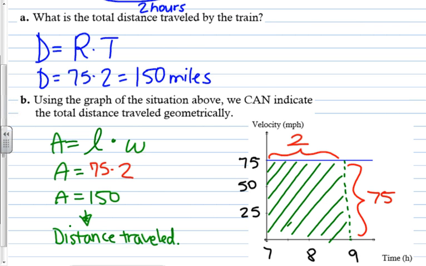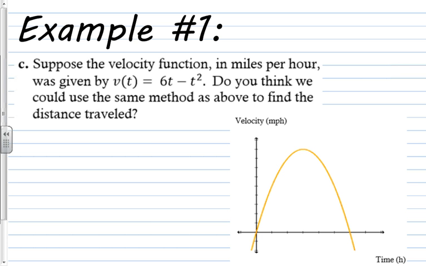Part C. Suppose the velocity function in miles per hour was given by v of t equals 6t minus t squared. Do you think we could use the same method as above to find the distance traveled? Okay, so in the other example, it was a nice straight line, so we could make a rectangle. Here, my graph is a parabola. It is very much curved. But yes, we can use the same method. If I find the area geometrically underneath that curve, I can tell you the distance traveled.